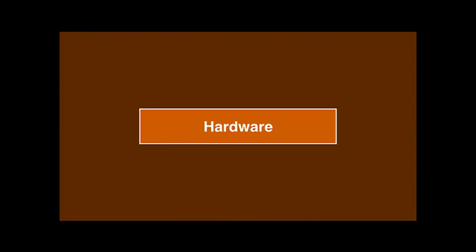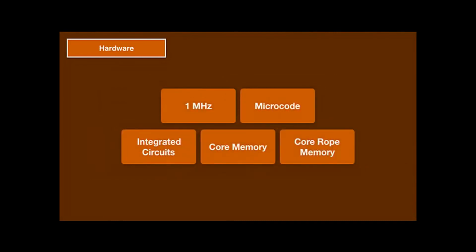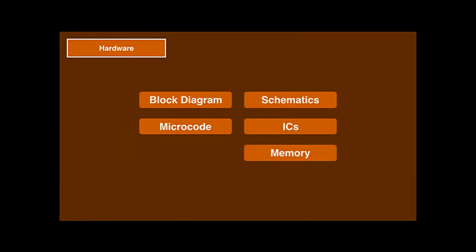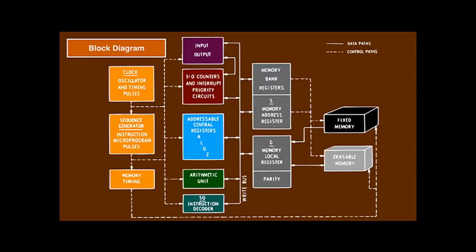Now let's look at how this architecture is implemented in hardware. The hardware implementation runs at 1 MHz, is microcoded, and uses integrated circuits, core memory and core rope memory. We'll look at the block diagram and how instructions are implemented in microcode, and then about how the schematics map to integrated circuits on modules on trays. This simplified block diagram shows the AGC at the hardware level. Each box contains on the order of 500 logic gates.